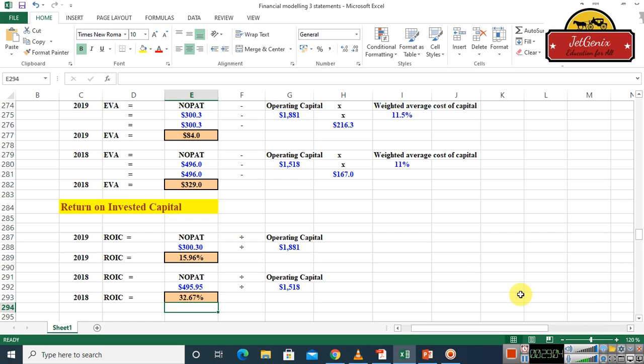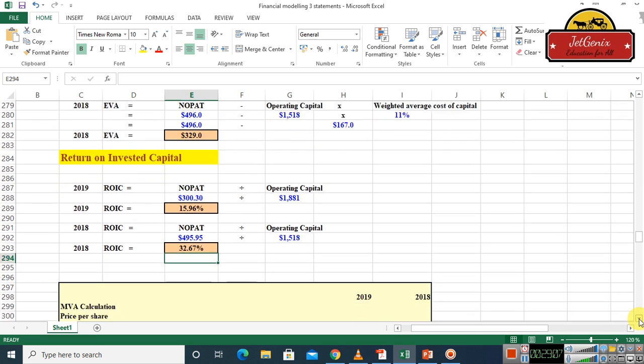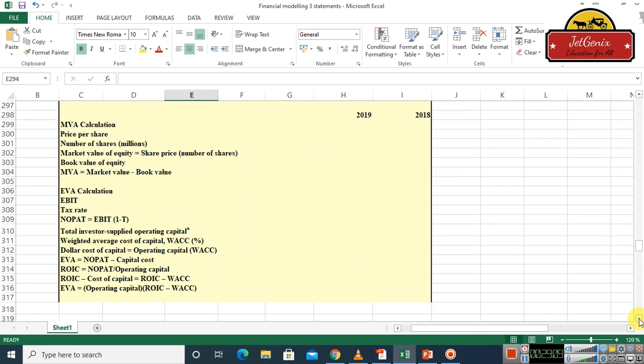Now these are the final calculations which we can do at the end, and after this we will finalize this three statements financial modeling course. After this we will start the next chapter of financial modeling. Now start the calculation of MVA first, and then we will calculate the EVA as well.